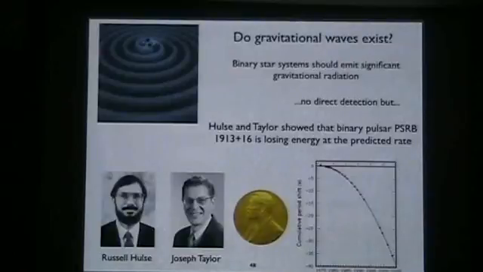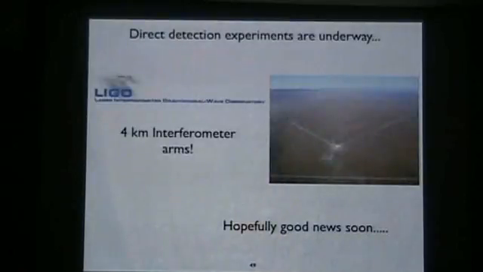The direct detection of gravity waves is underway. There are experiments like LIGO, this is a slide from the first lecture, that are using these giant interferometers, the 4-kilometer interferometer arms, that are very sensitive to small changes in the length of one arm relative to the length of the other arm. They haven't seen anything yet, but they're just now getting to sensitivities where they can start seeing things, and we hope to get good news soon.